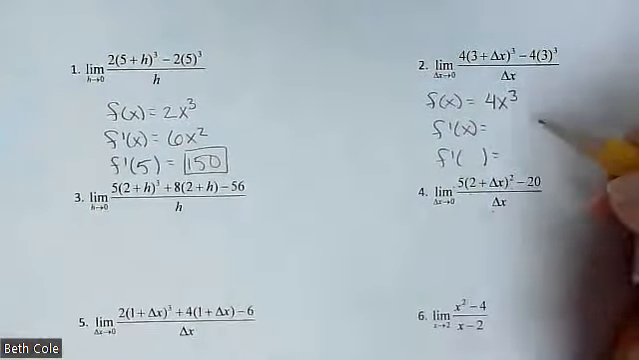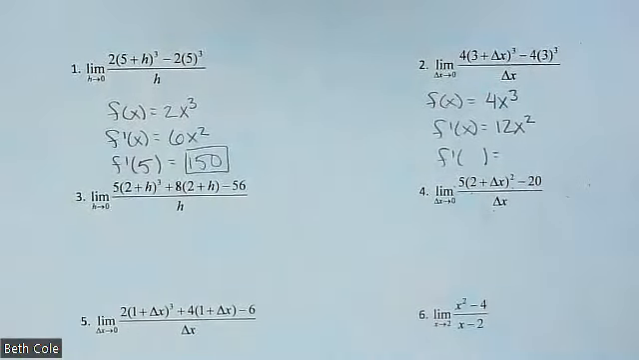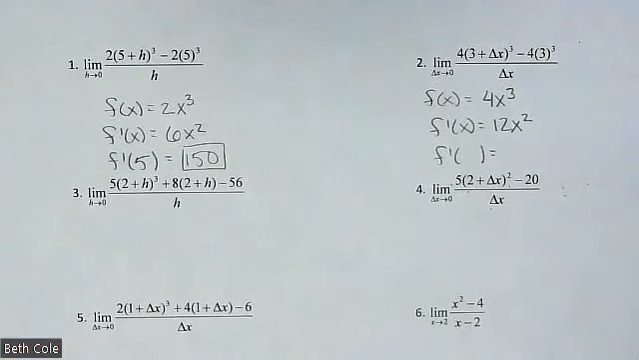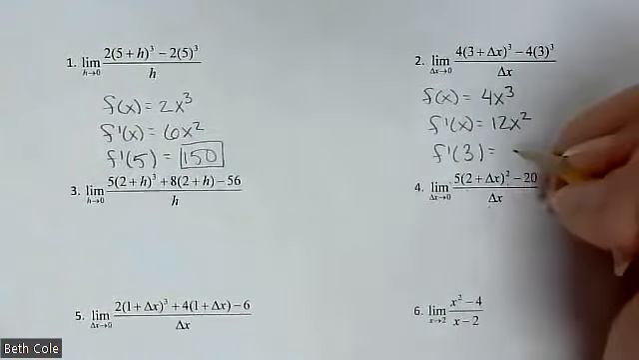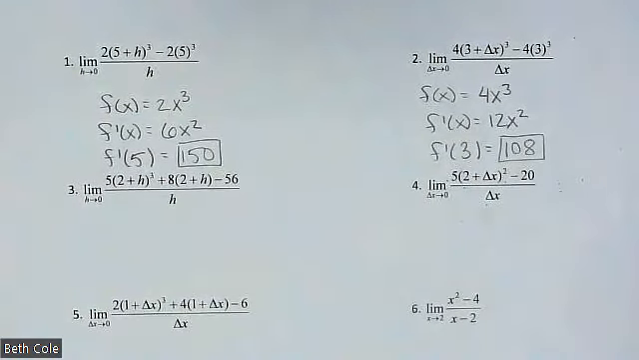And then what's the derivative of that? 12x squared. This is cool because you guys are all getting ahead of me, but let's stay together for at least one more. What's the number we're plugging in? 3. 3 squared is 9 times 12 is 108.